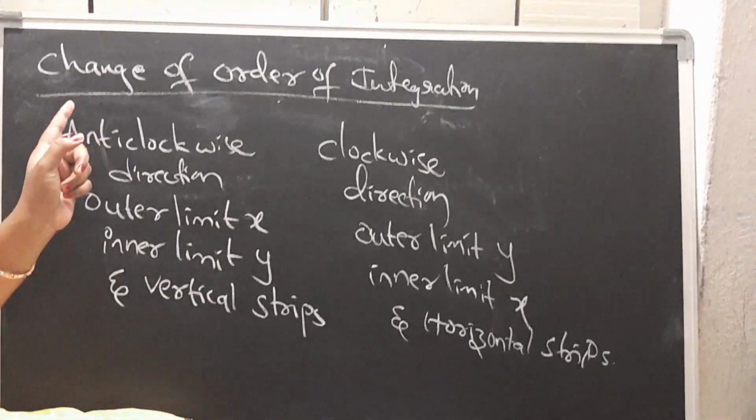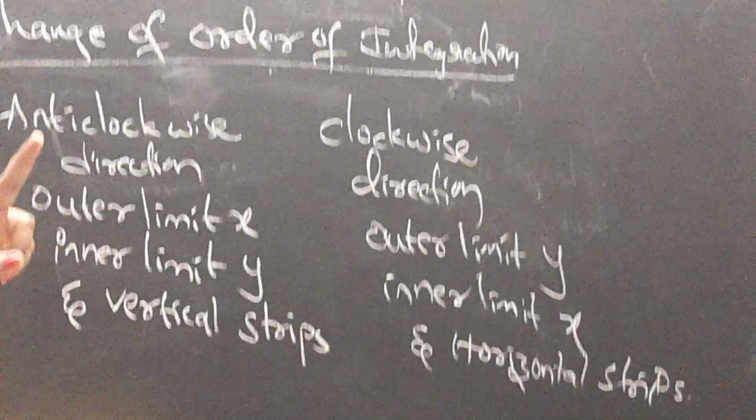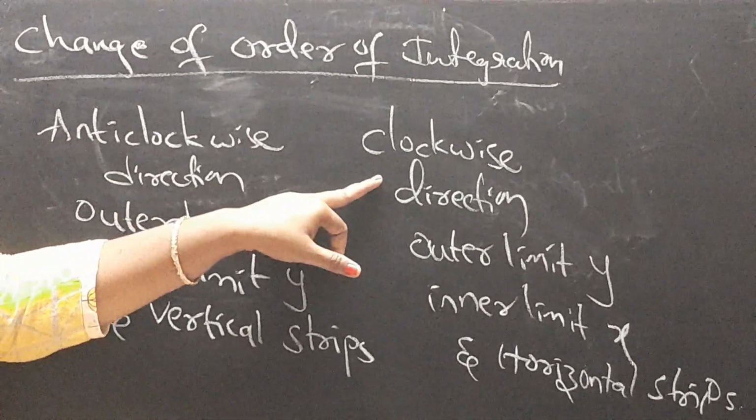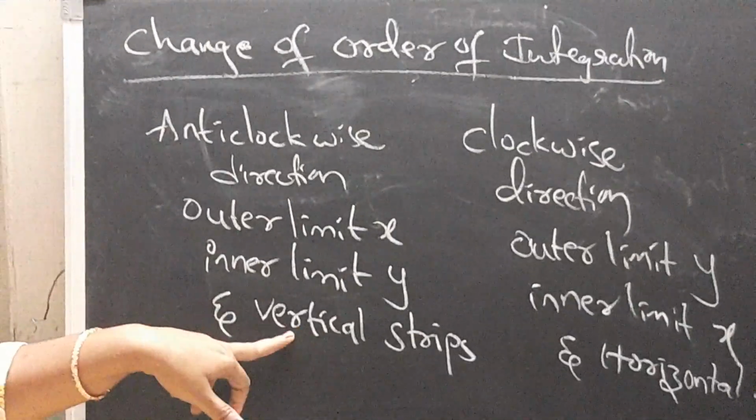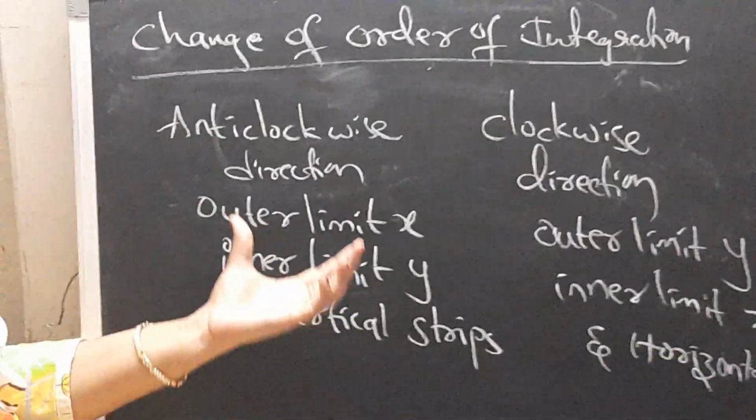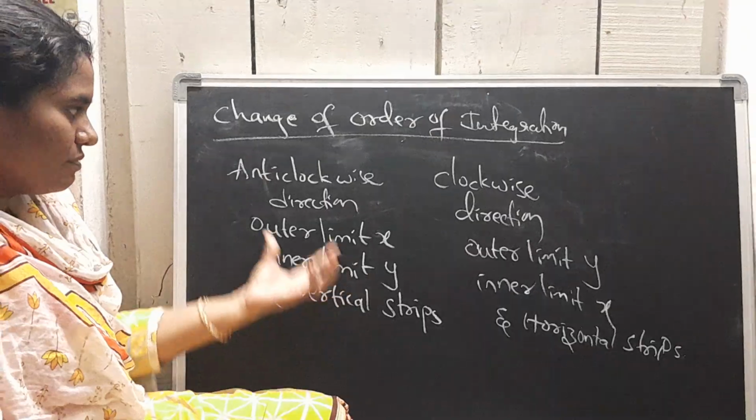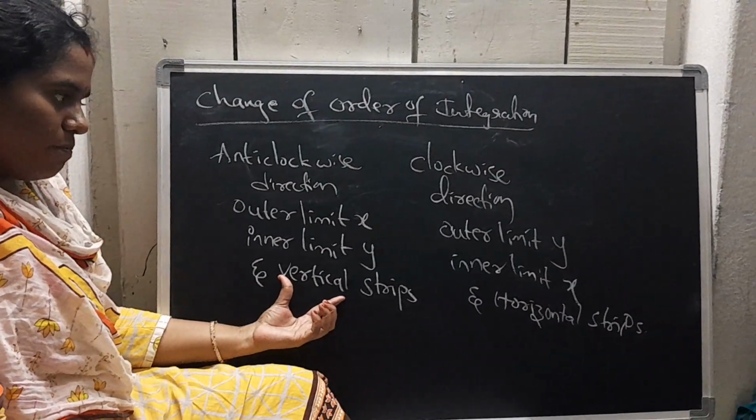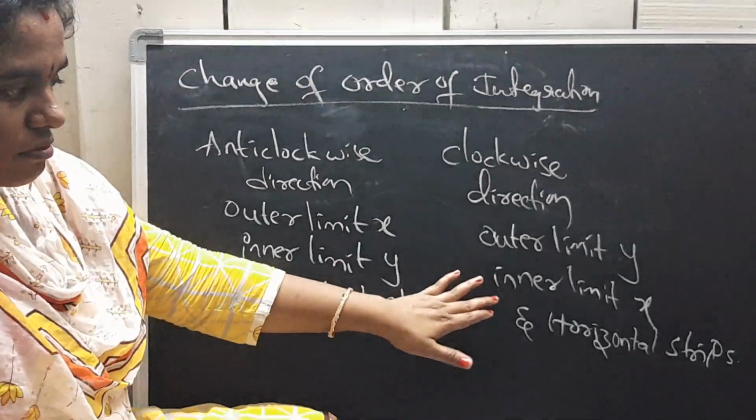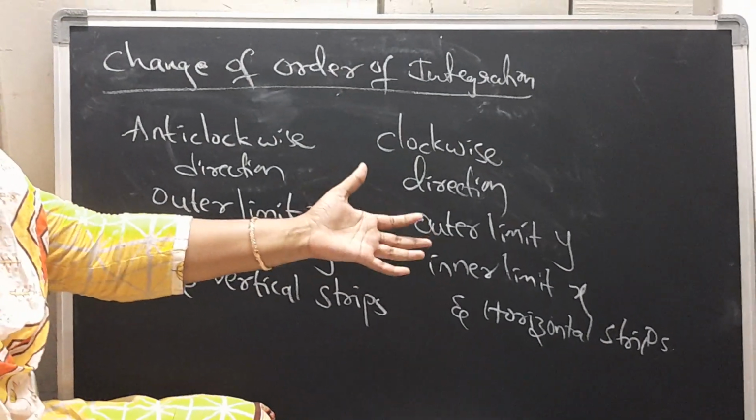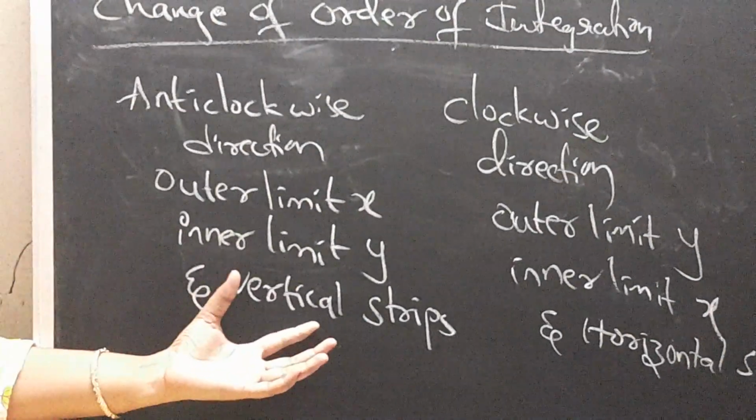In change of order of integration, we need to remember two things. What are those? First, anti-clockwise direction and clockwise direction. Next, vertical strips and horizontal strips. If a problem is given in anti-clockwise direction, we have to identify that in the problem. If it is a vertical strip, you have to convert it to a horizontal strip. If it is a horizontal strip, you have to convert it to a vertical strip.